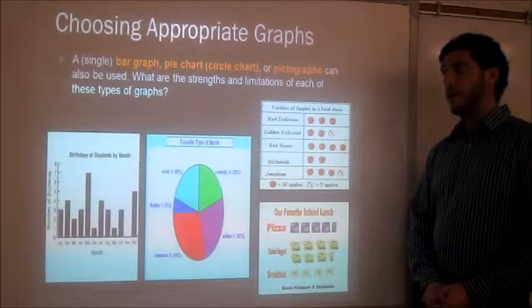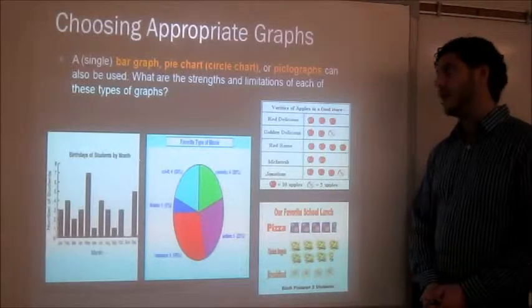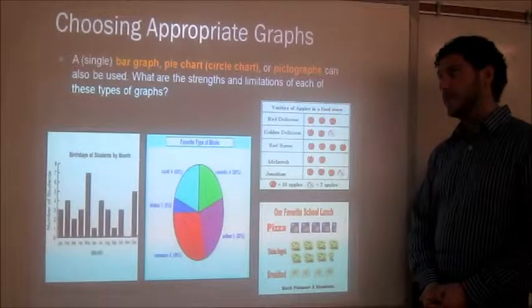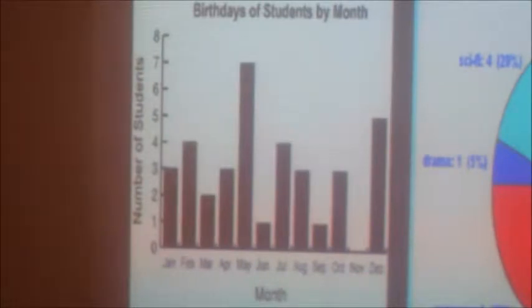A single bar graph, pie chart, also known as a circle chart, or pictographs can also be used. What are the strengths and limitations of each of these types of graphs? Some strengths of the bar graph are that the heights or lengths of the bars can be used to compare values easily, and that it's quite easy to draw. Some limitations of the bar graph are that they may be difficult to read, especially when the bars do not end on a grid line, and that the graph does not show values as percents of a whole.